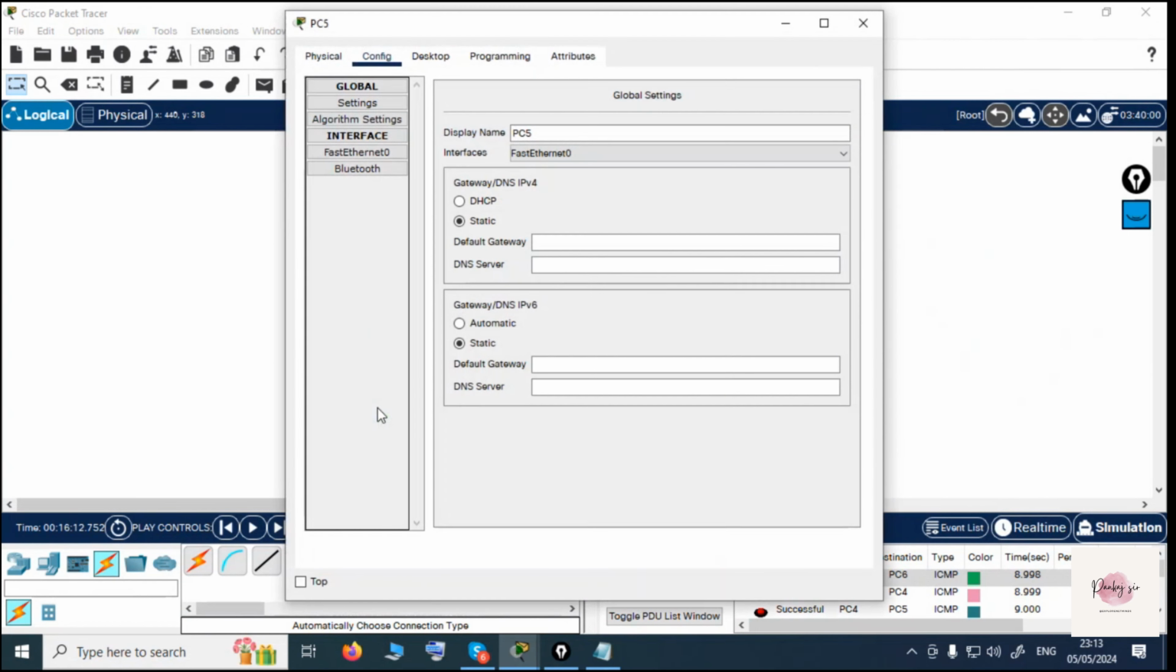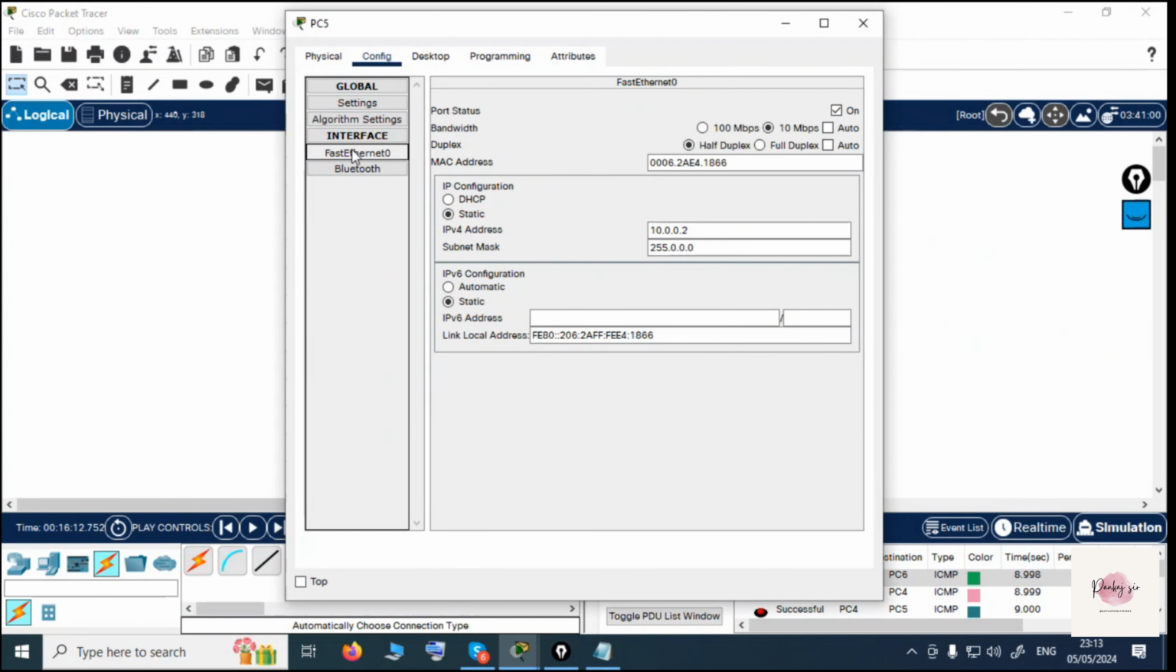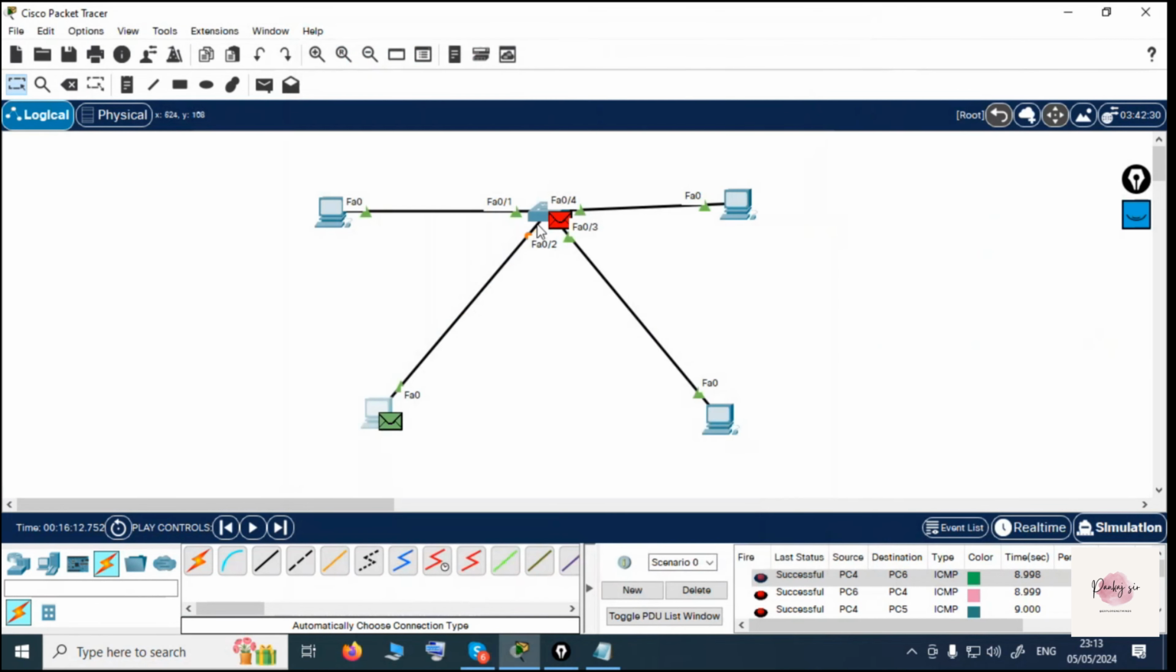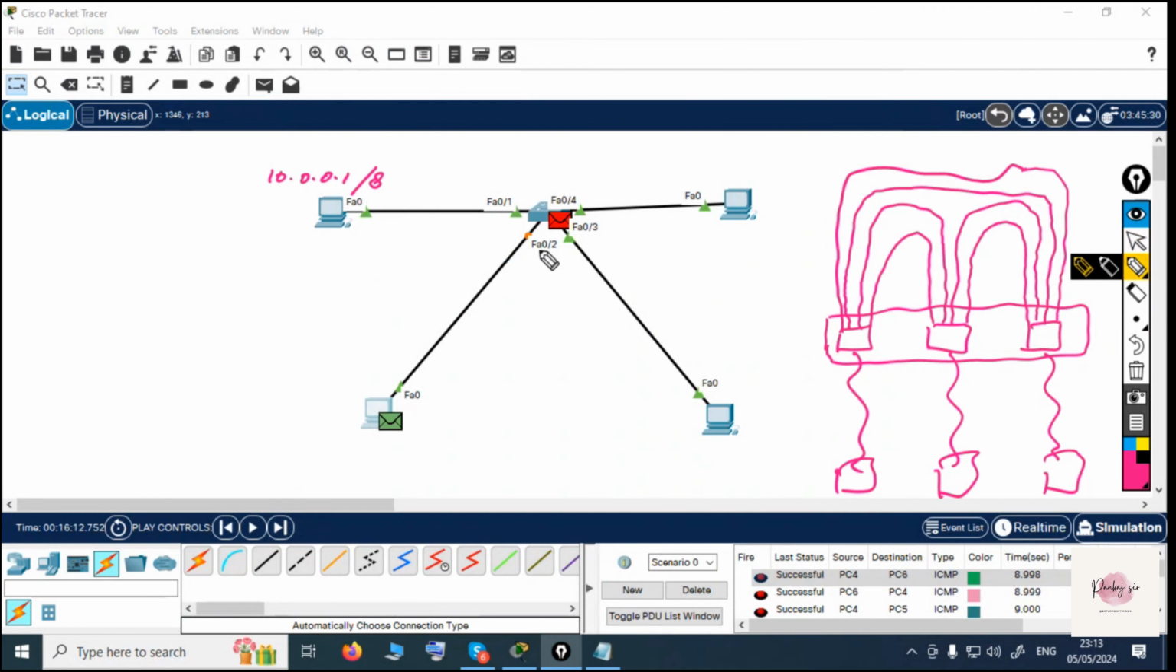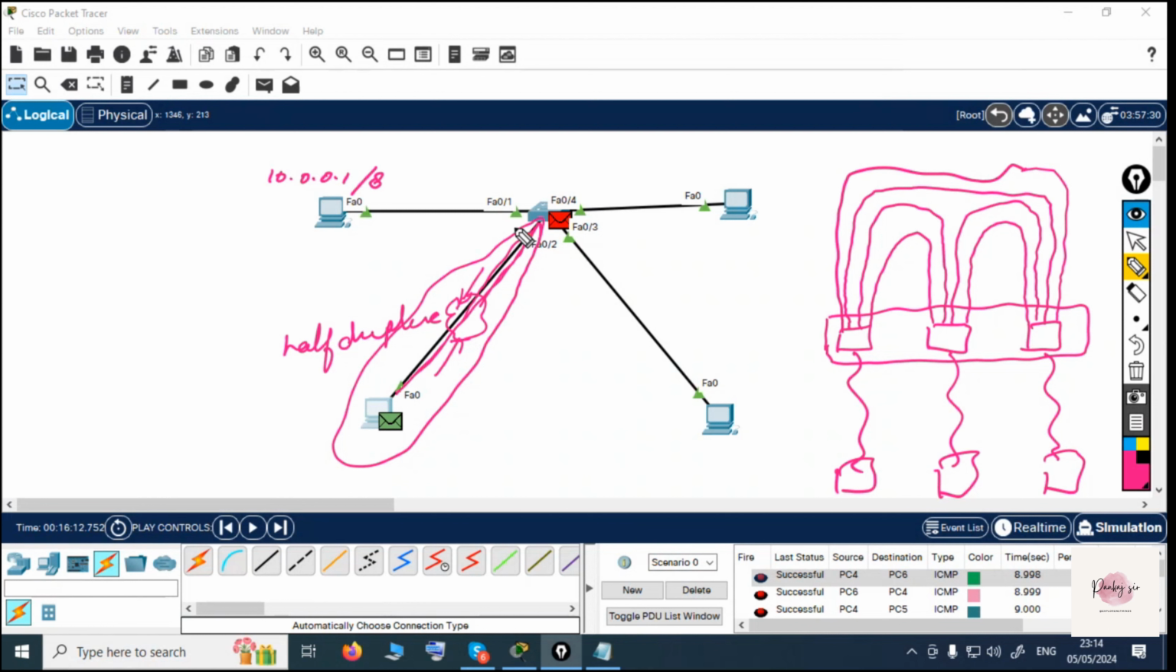This has become half duplex. Okay, this has become half duplex. So this portion has become half duplex. Means data can move in only one direction here, it cannot move in both directions. If it moves in both directions, collision will occur at any point from here to here.